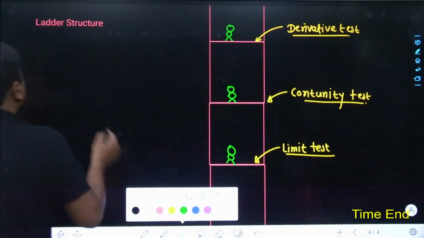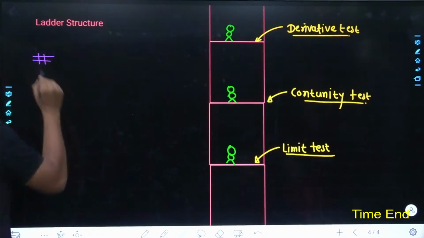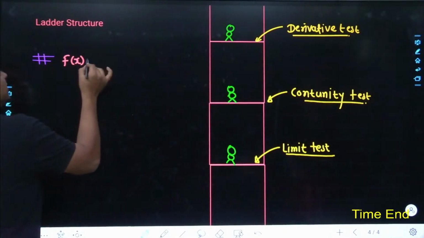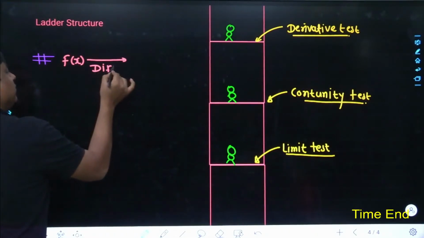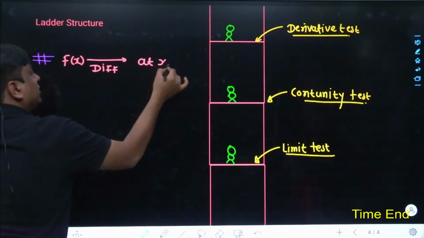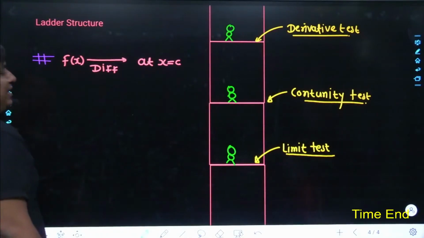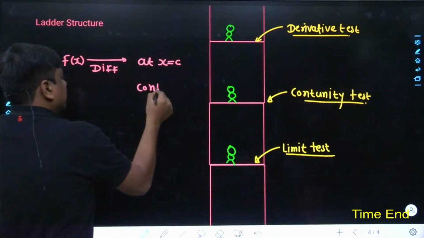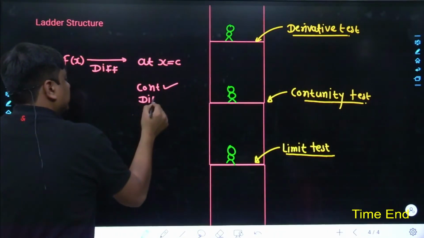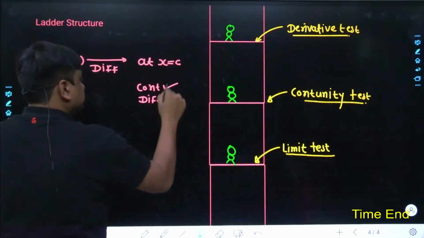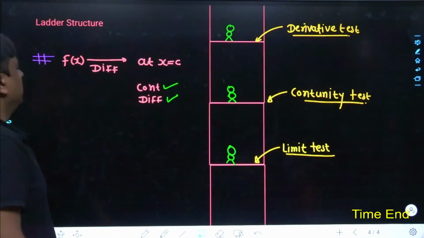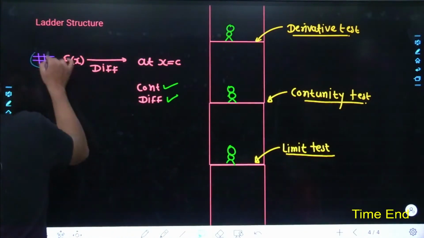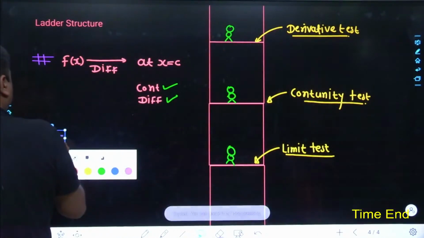If a function is differentiable at x is equal to c, f of x is differentiable at x is equal to c. By default, it is continuous and the limit does exist at x is equal to c. So yes, the continuity test is checked. Differentiability test is checked. Agreed? Now in the same sequence, we can have one more outcome. Now again, we have a function over here.